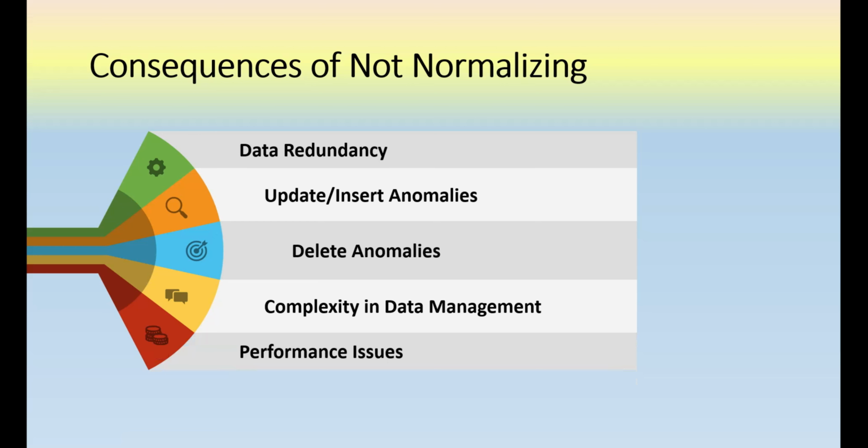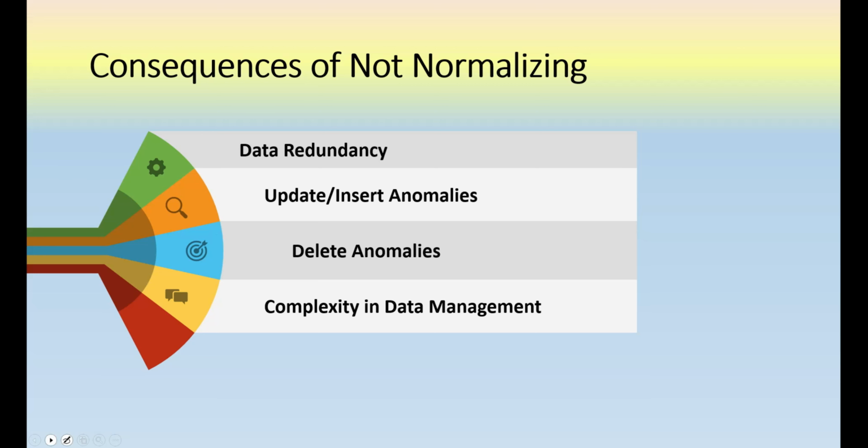So, performance issue. Although normalization aims to optimize query performance, non-normalized databases might initially seem faster for certain read operations because they reduce the number of joins, since there will be fewer tables. However, the increased data volume due to redundancy can lead to slower performance in the longer run. Okay.